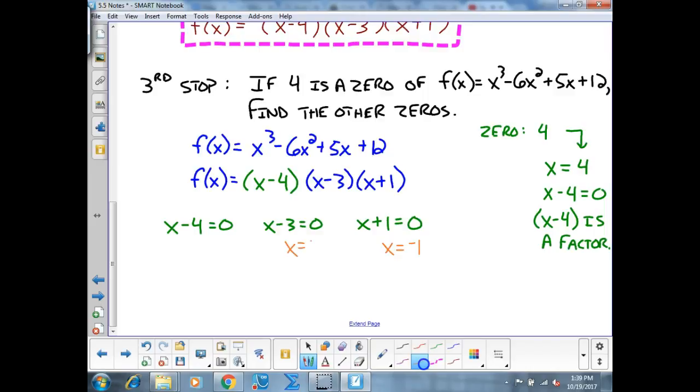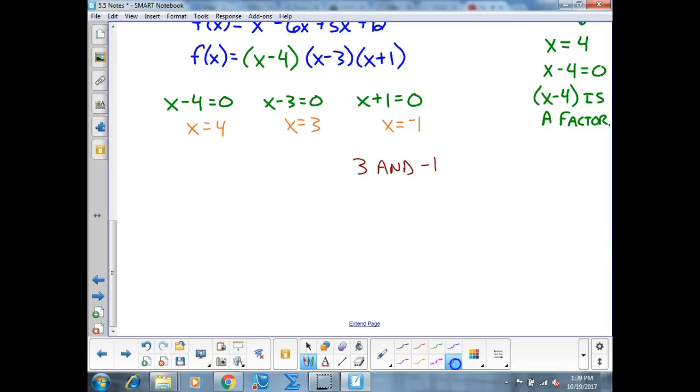I'm dividing by a linear factor. This is x to the third plus. So all of the zeros are 4, 3, and negative 1. It asked me just to find the other zeros, so the other two zeros would be 3 and negative 1. If it had said find all of them, then I would list all 3 of them.